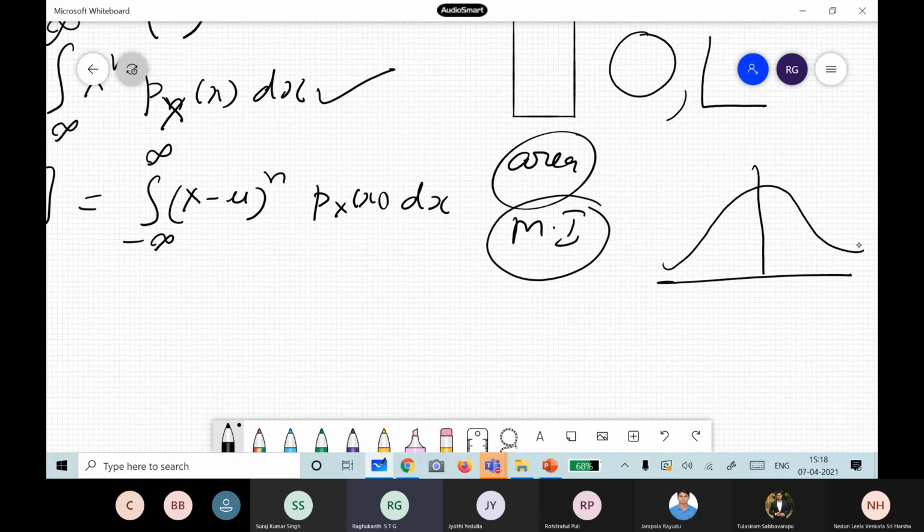So this is my probability density function. Instead of talking in terms of the density function, I will talk in terms of moments, that is, mean value and standard deviation, which are more or less the same as moment of inertia and the other things.